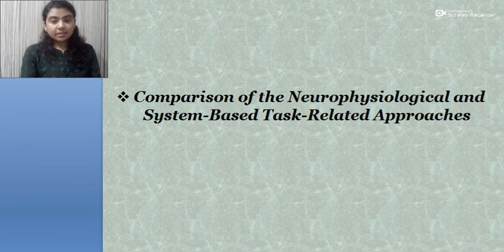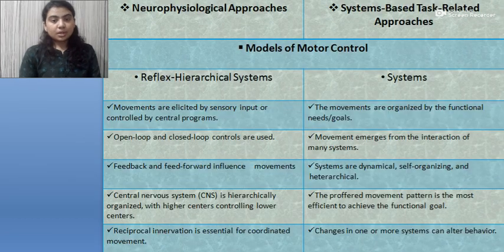So what is the difference between the neurophysiological and the system-based task-related approaches? The first point will be based on the models of motor control, that is, based upon this concept how they differ from each other. In neurophysiological, the first is the reflex hierarchical system, right? So for any movement to be carried out, there should be sufficient sensory input, or a central program elicitation, right? That is mandatory for any movement to be carried out if we talk about the neurophysiological approach.